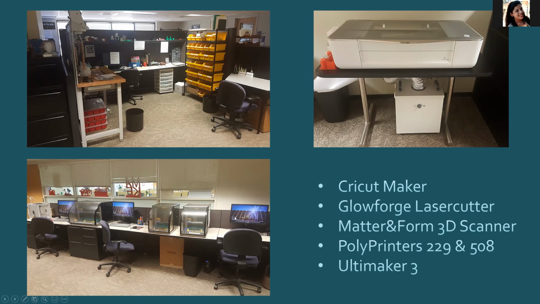We have Poly printers that primarily produce ABS plastic models, and that's FDM. You can see it's entirely enclosed. They can print PLA, but we save all of our PLA for our Ultimaker 3 at the very far left there. And of course, you can look at our website for all of the details for that.